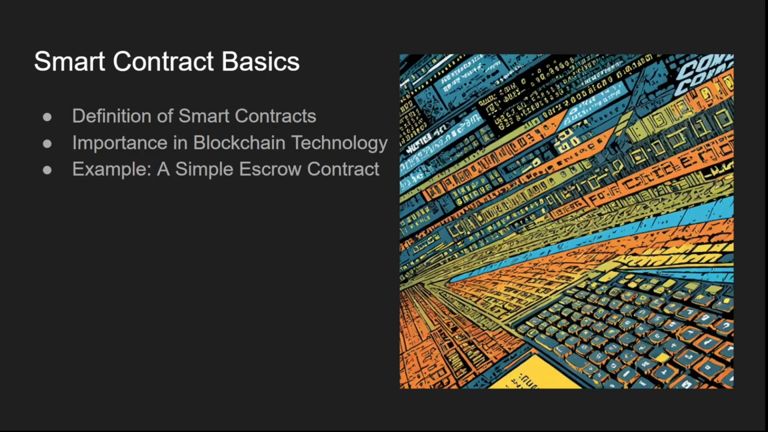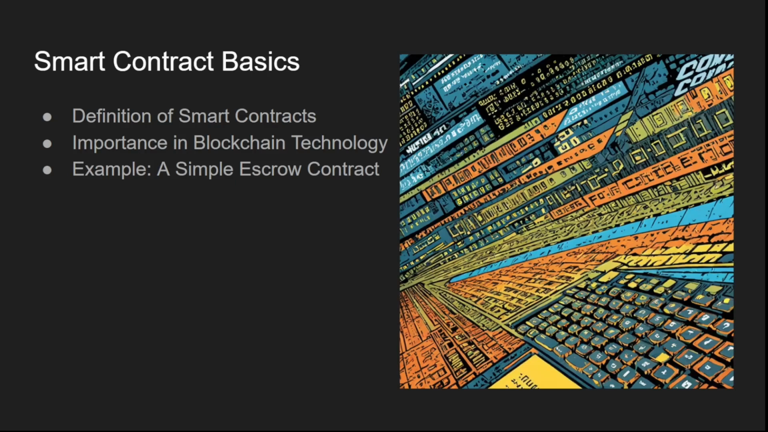The smart contract is essentially a self-executing contract with the terms of the agreement directly written into code. These contracts automatically enforce and execute the terms of an agreement when certain predefined conditions are met, and this happens without the need for intermediaries. Smart contracts are a cornerstone of blockchain technology, as they enable trustless and automated transactions and significantly reduce the risk of fraud, as well as the need for third-party oversight.